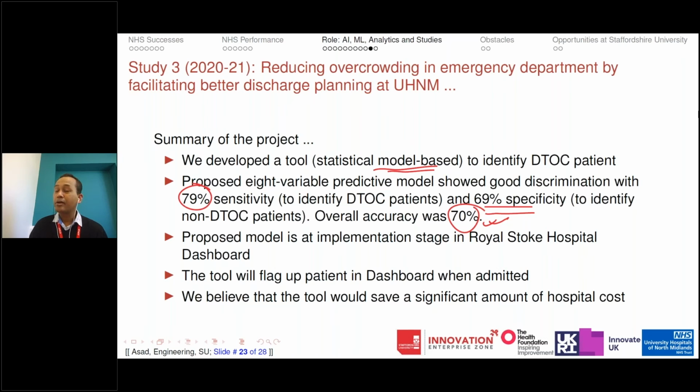Like I said, it is under implementation stage at Royal Stoke, but at the same time, we are trying to improve the model to see whether we can achieve over 80% accuracy or not.